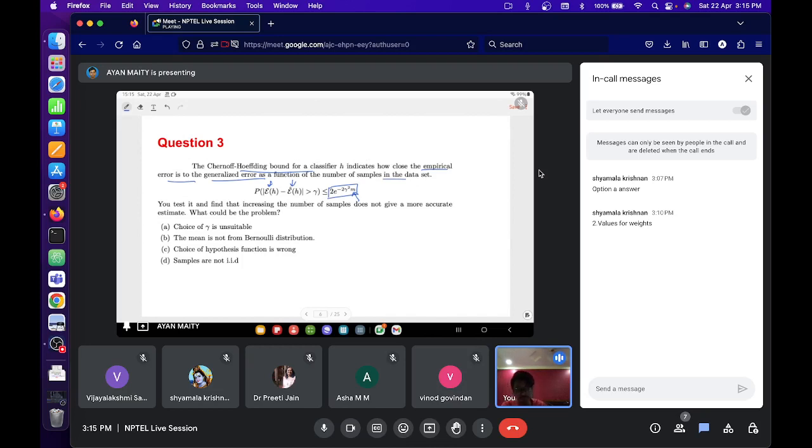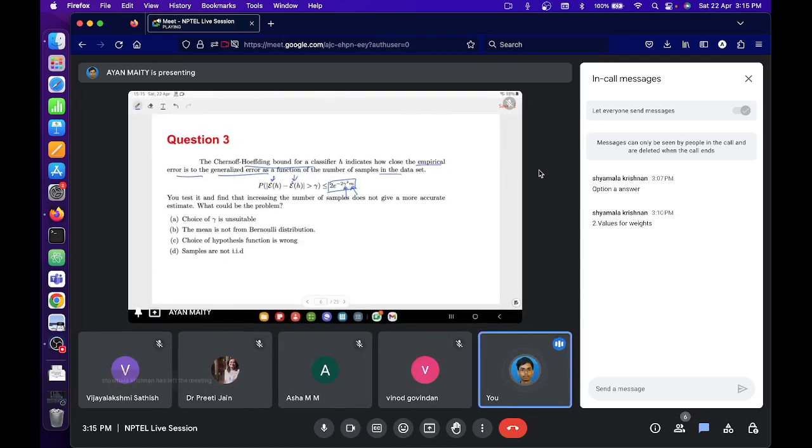So there are 4 options. A, choice of gamma is unsuitable, so gamma is one of the parameters here. B, the mean is not from a Bernoulli distribution. Option C, choice of hypothesis function is wrong. Option D, samples are not IID. So IID means independent and identically distributed data points. So what could be the problem, that your algorithm is not giving a more accurate result even if you increase the number of samples, but theoretically it should give better results?